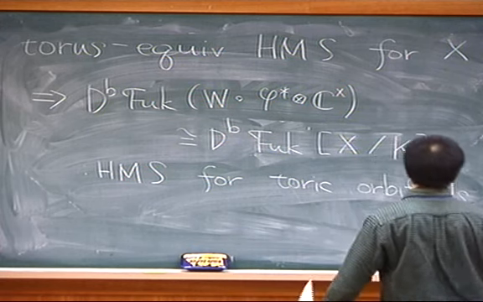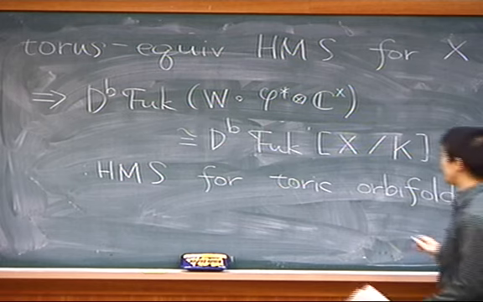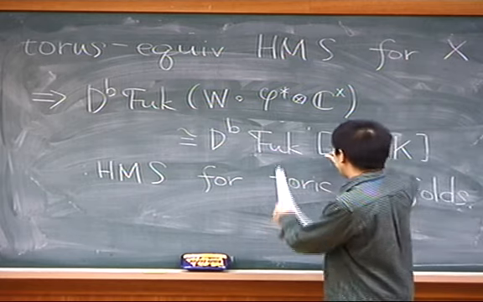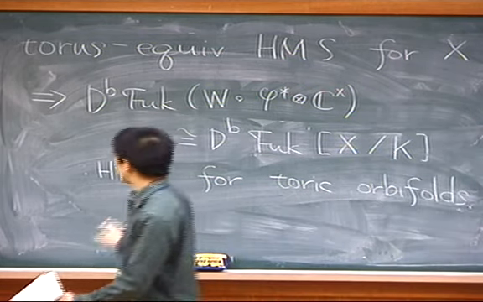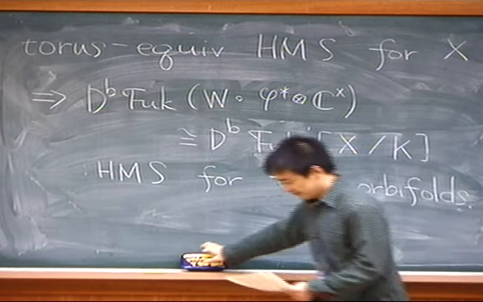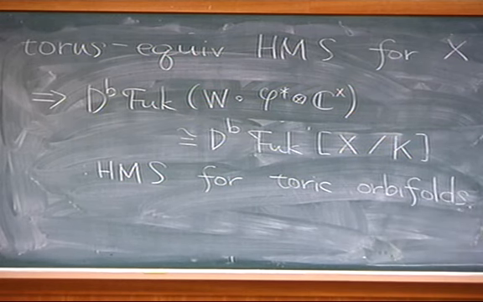So if you prove these conjectures A and B, then for each solution we get an infinite sequence of examples where homological mirror symmetry holds. They are toric orbifolds. And the theorem is the following.